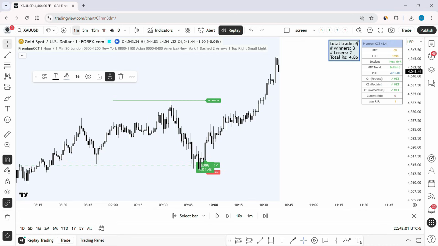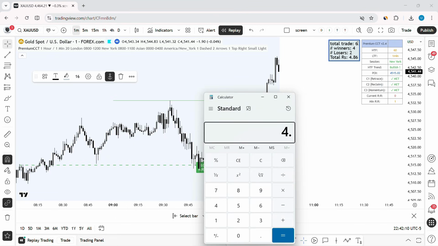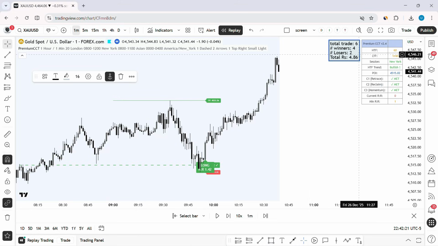Total of 6 trades with 4 winners, and let's calculate the risk to reward. 4.86 plus 1.42, so that's 6.28. Let's continue.